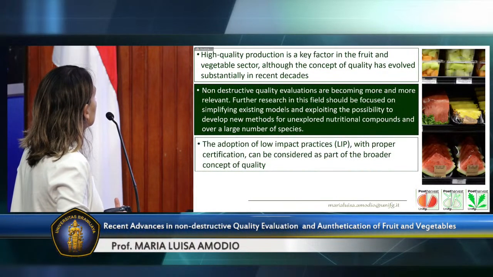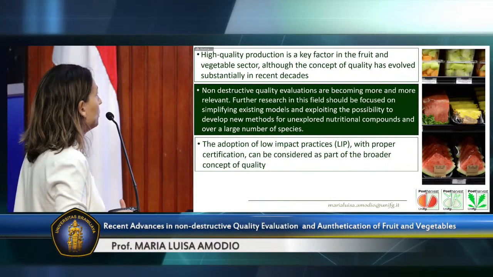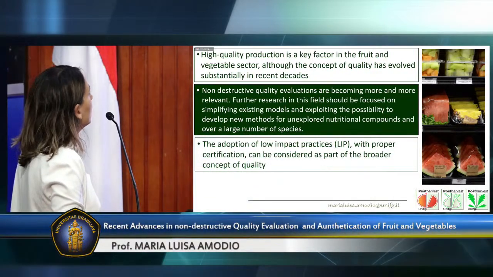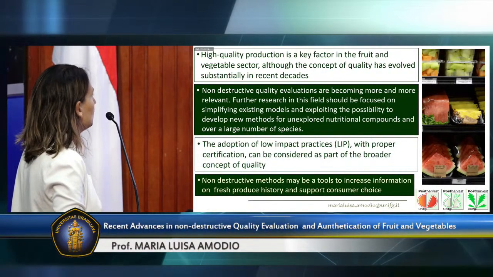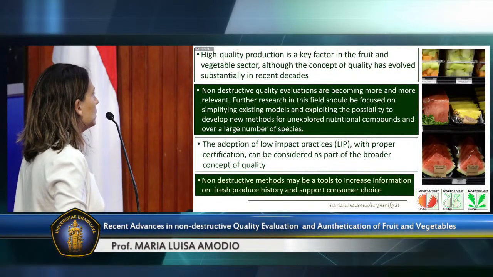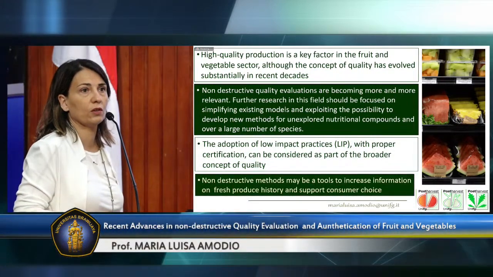We know that the adoption of sustainable practice can be considered a part of the broader concept of quality. And as I showed you, non-destructive methods might be a tool to increase also information on produce history, so on cultural practice, and support then consumer choice.